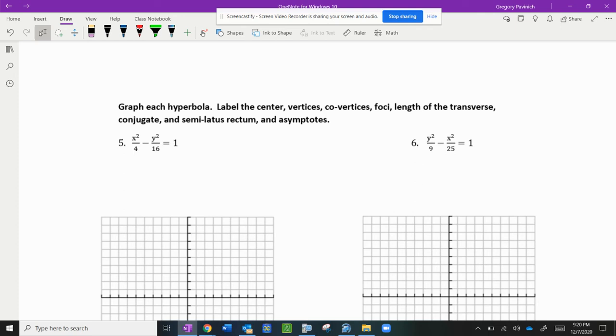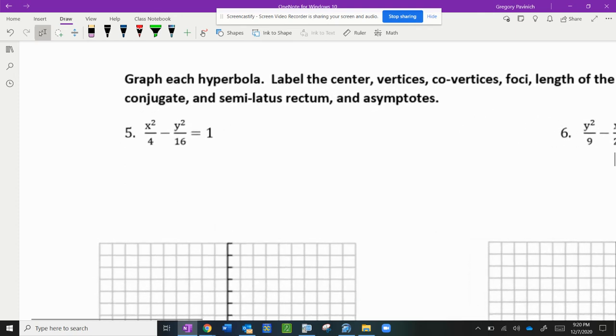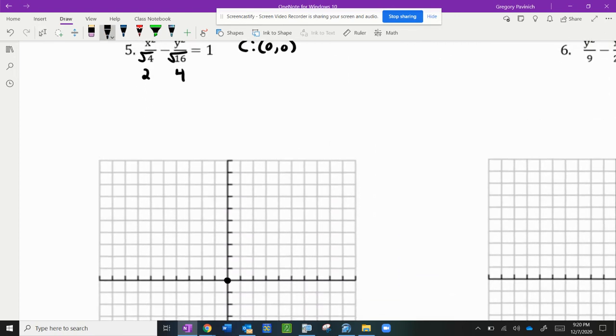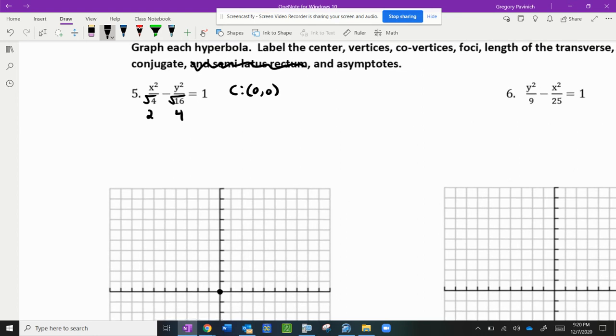Let's look at number 5. So I have a center 0, 0. Remember, we're not going to do the semi-latus recti. And then I'm going to do the square root distance, 2 and 4. I could find the transverse axis. Remember, that's the one that is directly related to the opening from vertex to vertex. Since the X comes first, it's going to be horizontal. So it's going to be this very first one, which will be a length of 4.